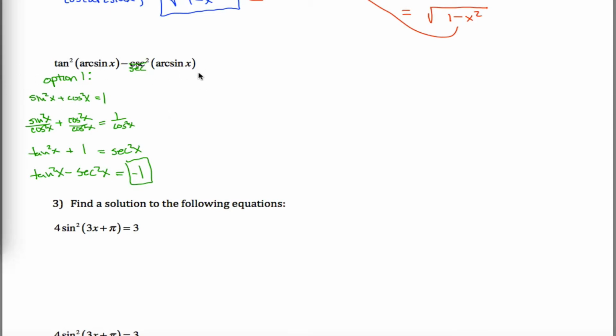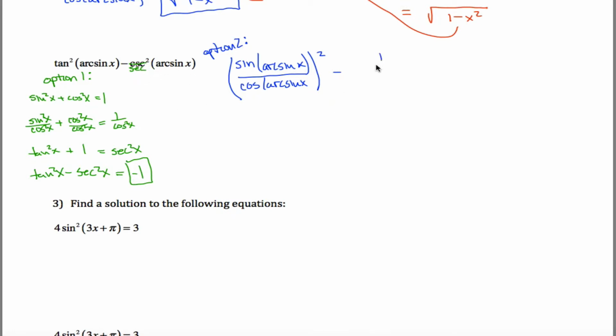So you also could have done this by saying that tangent is sine over cosine. So I have sine of arc sine of x, I guess this is option 2, over the cosine of the arc sine of x. That whole thing is getting squared because it's tangent squared of this guy. Minus secant squared, but secant is just 1 over cosine.